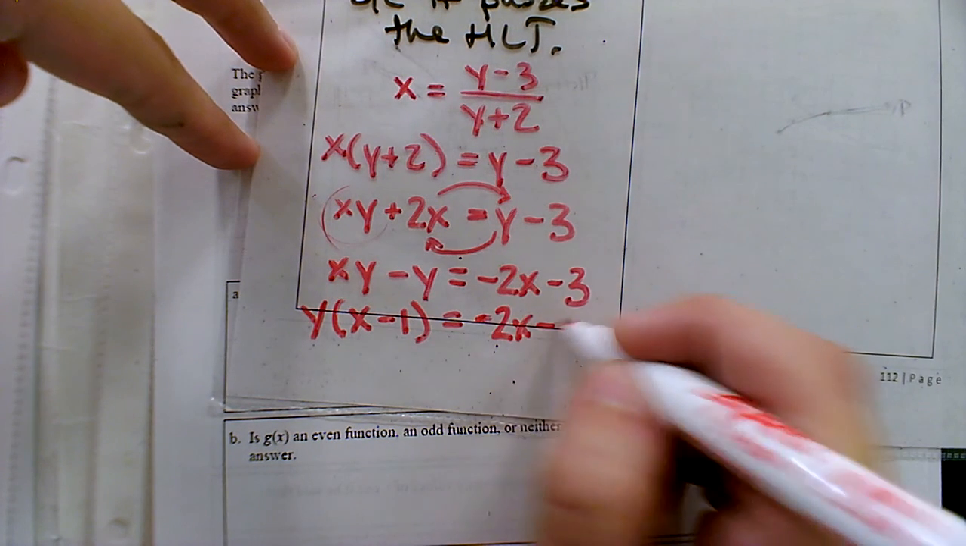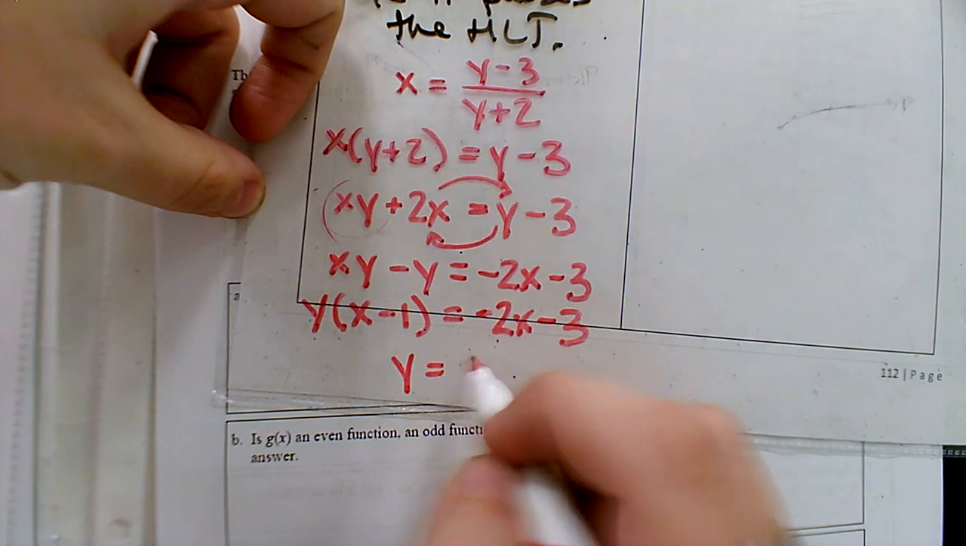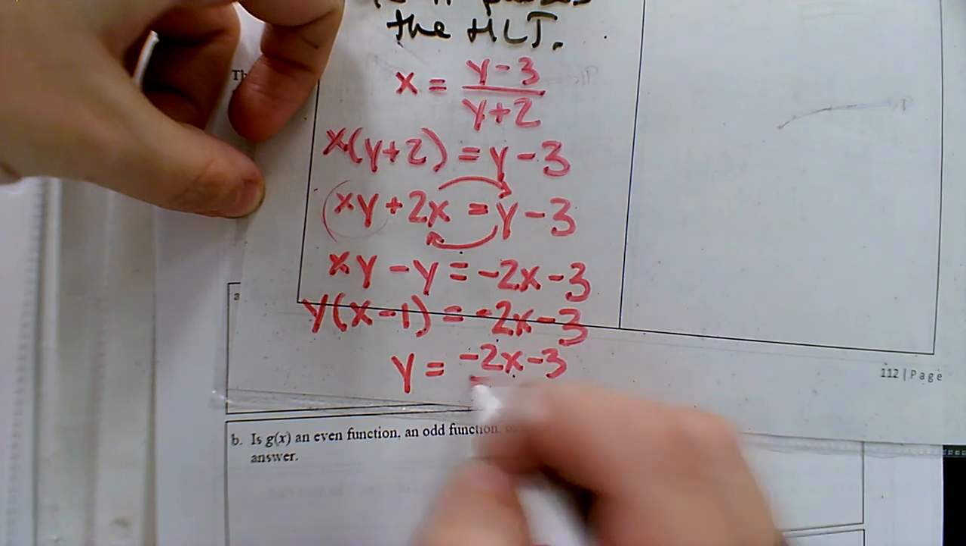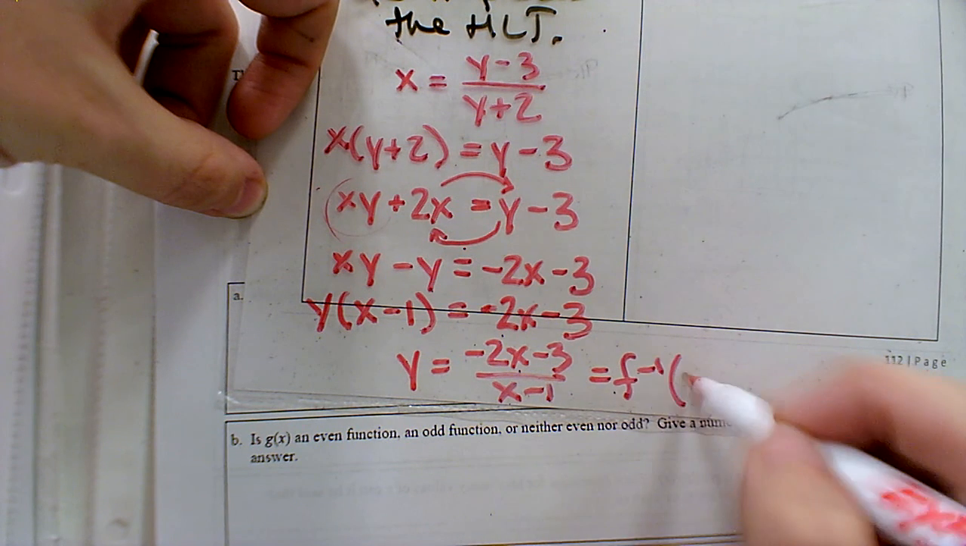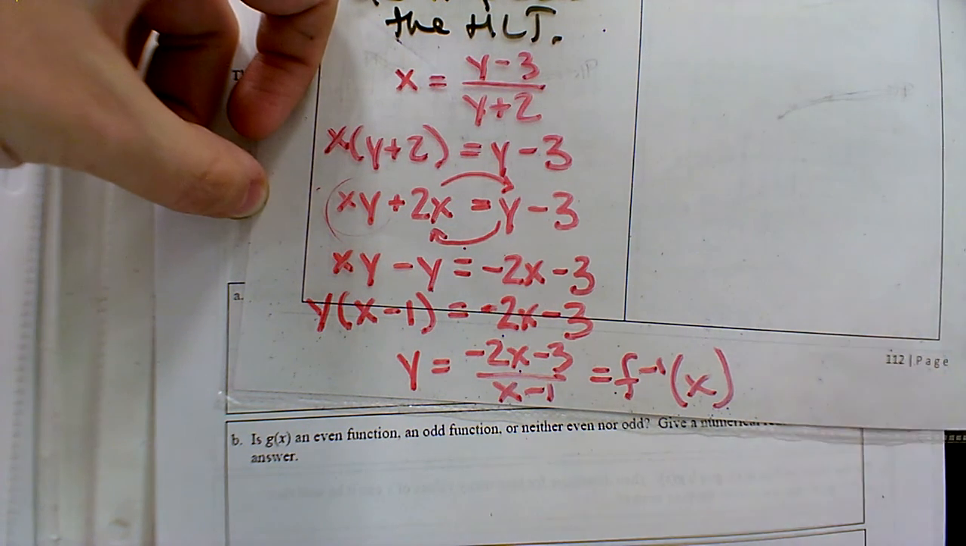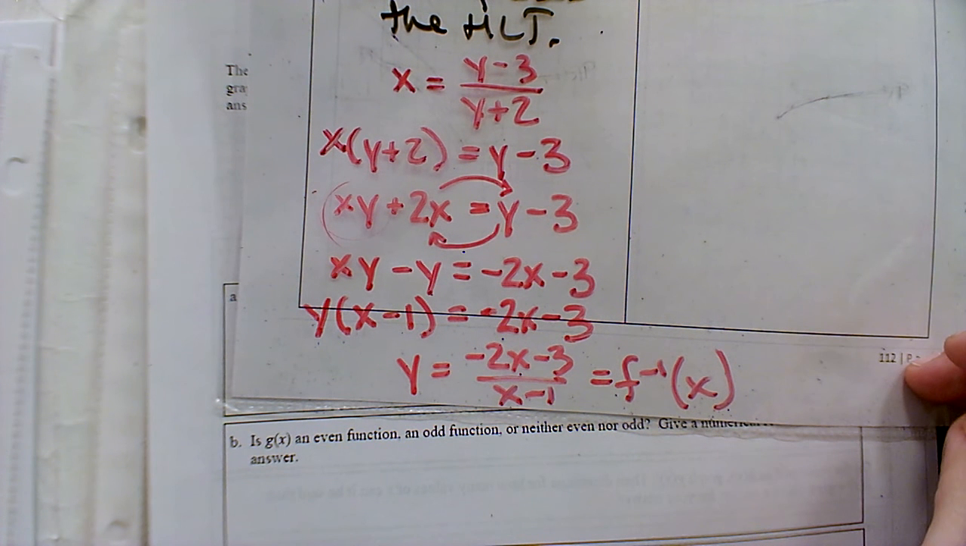So now that we have one y, how can you get it all by itself? Yeah. Divide by x minus 1. So there's your inverse. We'll label it appropriately. That one was a thinker. But I'm glad we brought it up.